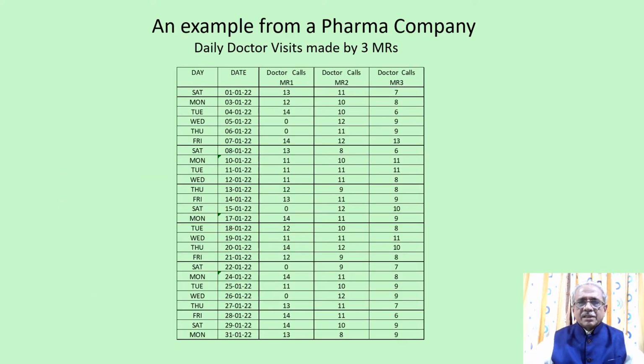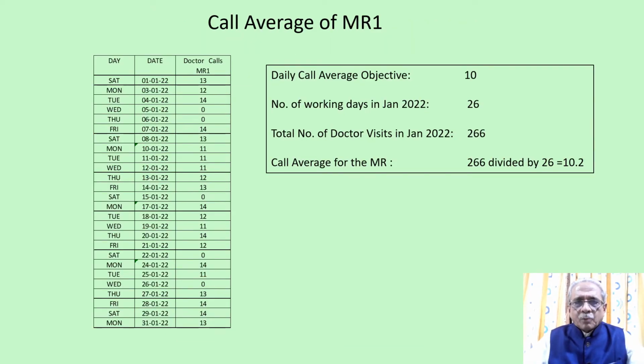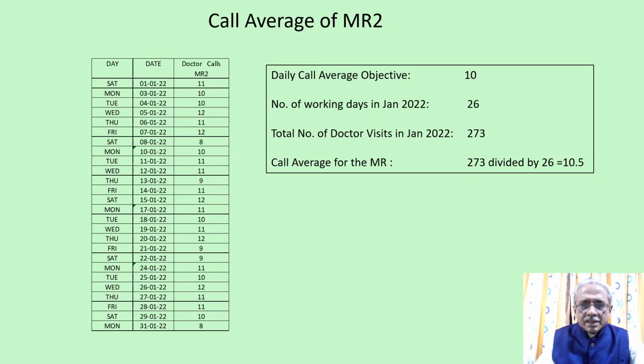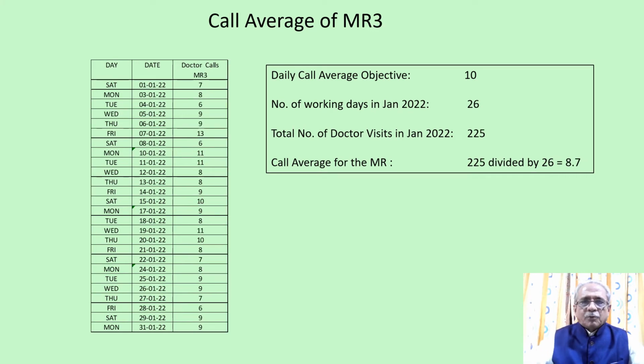So here's some data. The table shows the calls made by three medical representatives, MR1, MR2, and MR3, in the month of January 2022, which has 26 working days. For the call average for MR1, we take the total number of doctor visits in January, which is 266, and divide it by the number of working days, which is 26, and we get 10.2. Similarly, for MR2, we get the call average as 273 divided by 26, which is 10.5. And for MR3, we get the call average of 8.7, which is 225 divided by 26.